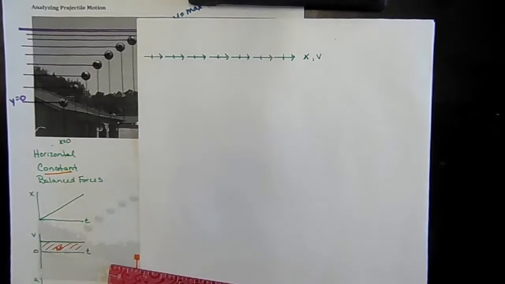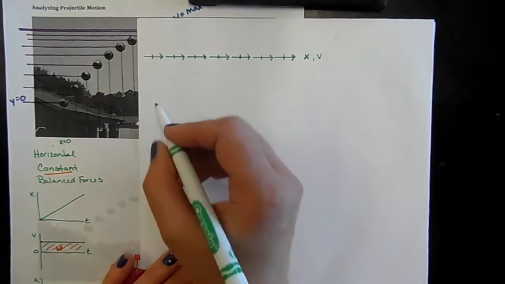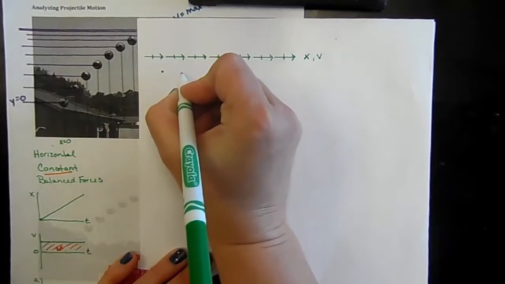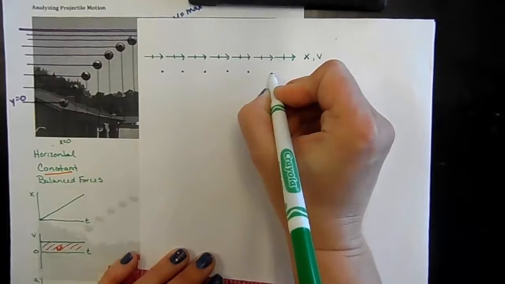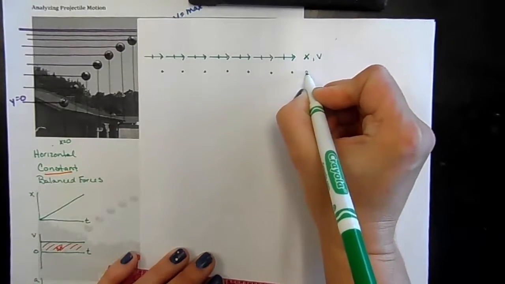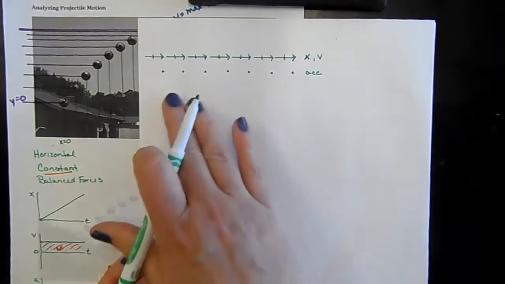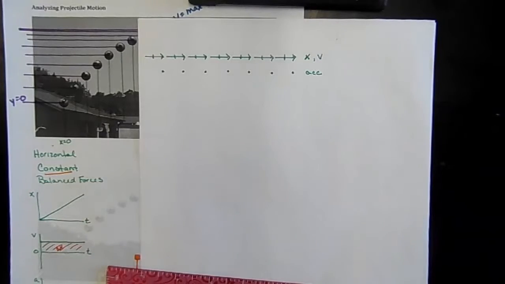Now over here we had a 0 acceleration. Since it's a constant motion, our velocity is not changing. So for our acceleration motion map, we don't have any acceleration. Our acceleration is 0. So our acceleration motion map is just going to be little dots.